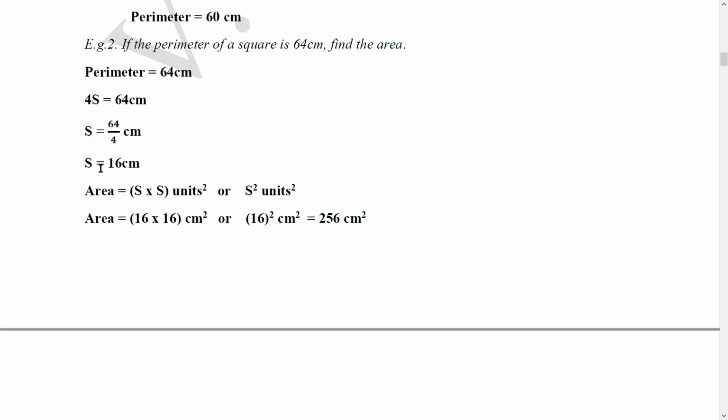So since we know that s is 16 centimeters and we are asked to find the area, we know the area is side by side, or we can say side squared. So since the side is 16, it's 16 by 16 or 16 squared, which will give us 256 centimeters squared. You understand now, Tom? Yeah, it sounds simple now, thanks. Yeah, no problem.